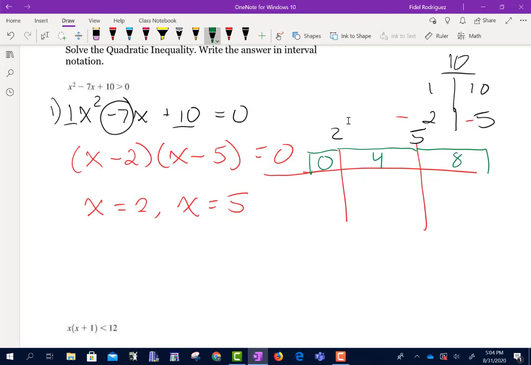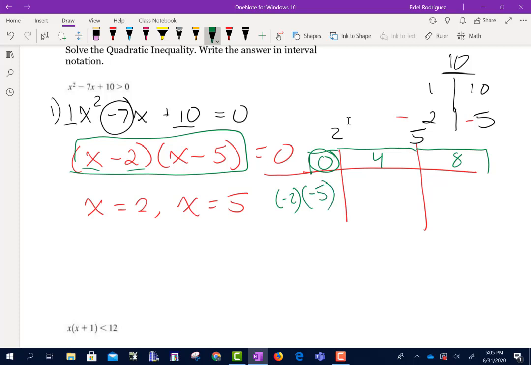Okay. I need to pick a number somewhere between the numbers 2 and 5. Oh, I don't know. What about 4? And I need to pick a number bigger than 5. Oh, I don't know. What about 8? Okay. Now, what I'm going to do here, guys, I'm going to be looking at the sign of my number. Okay. What I mean by the sign is, I'm going to come back and I'm going to take this number 0 and I'm going to plug it into the factored form.